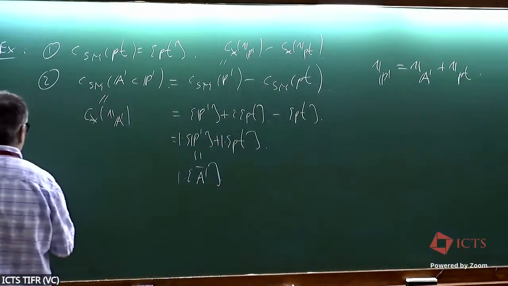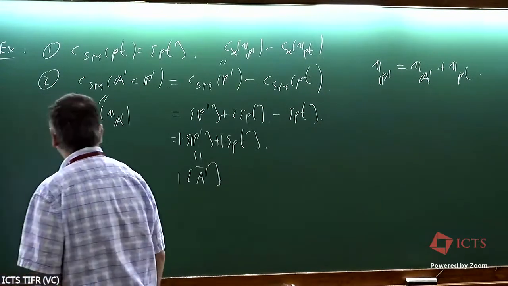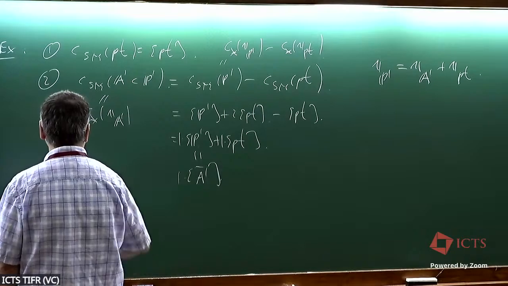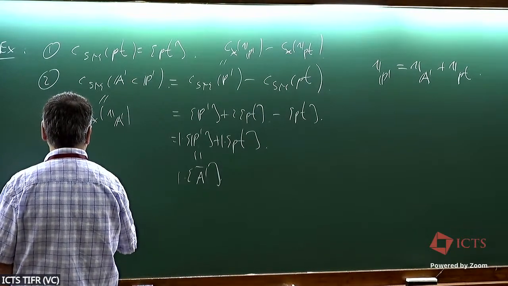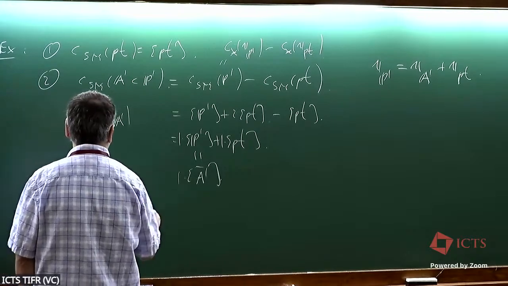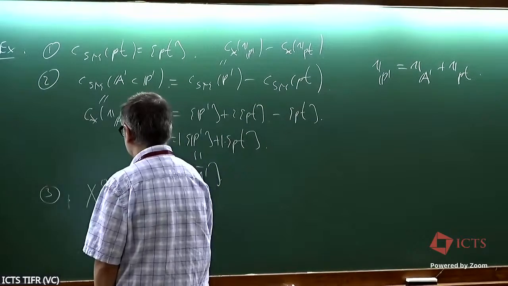You can go a little bit further. You can get things like, for example, let's say that you have something like this. So maybe you have some x0 in X with the property that this is open and dense.